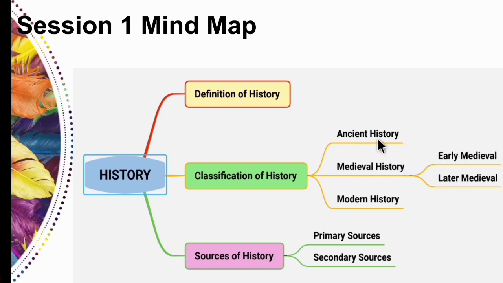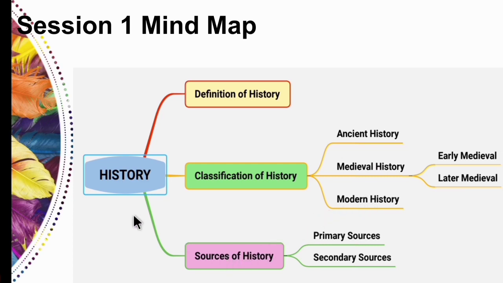In ancient history, we can know about the prehistoric people's lifestyle. In medieval history, we can know about the Rajputs till the great Mughals like Akbar, Babur, Aurangzeb. And modern history is the time period between the advent of Europeans and your independence struggle.